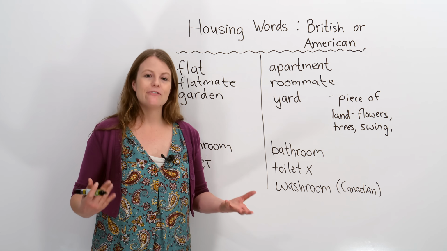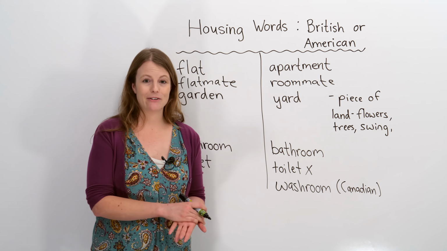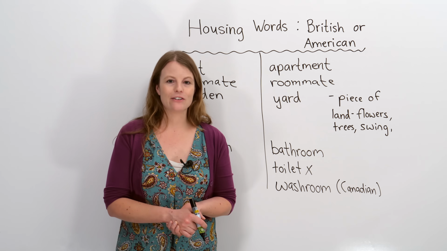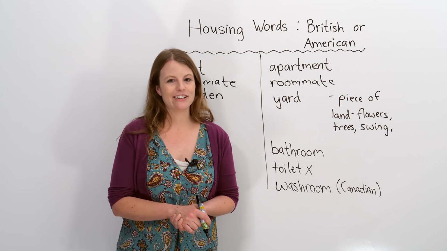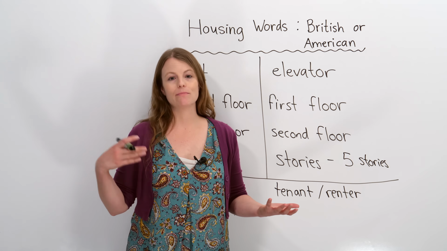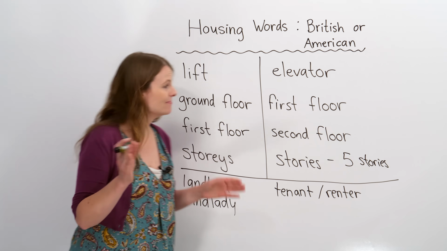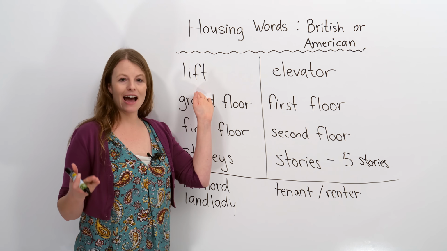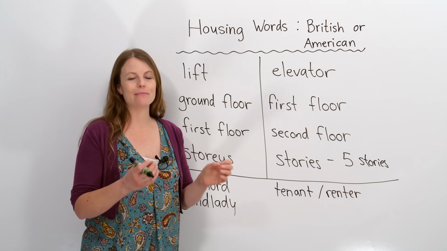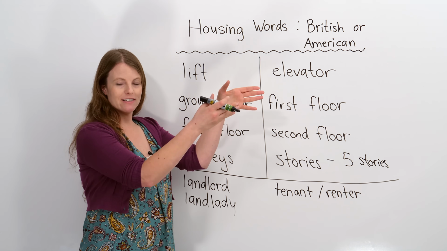So again, there are different ways to talk about a bathroom depending on the English you are talking about. Now let's look at some other similarities and differences between housing words for British English and North American English. Okay, so what are some other differences when we're talking about British words and North American words when we're talking about housing? Well, another difference is how we talk about the machine in the apartment that brings people to different floors.